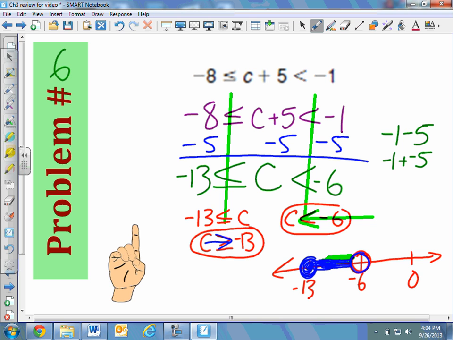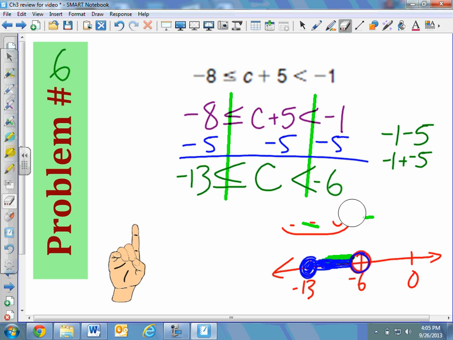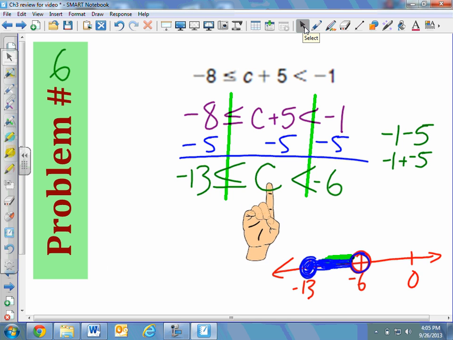Now, if you didn't want to do all that red stuff that I just did here, right? All the red part right there, you could have basically just known that this is an and problem. This is an and problem because the C is between here. It's between this and this. It's an and, so all you really had to do was put a closed circle at 13 and an open circle at the negative 6 and fill it in between, if you remember, okay?